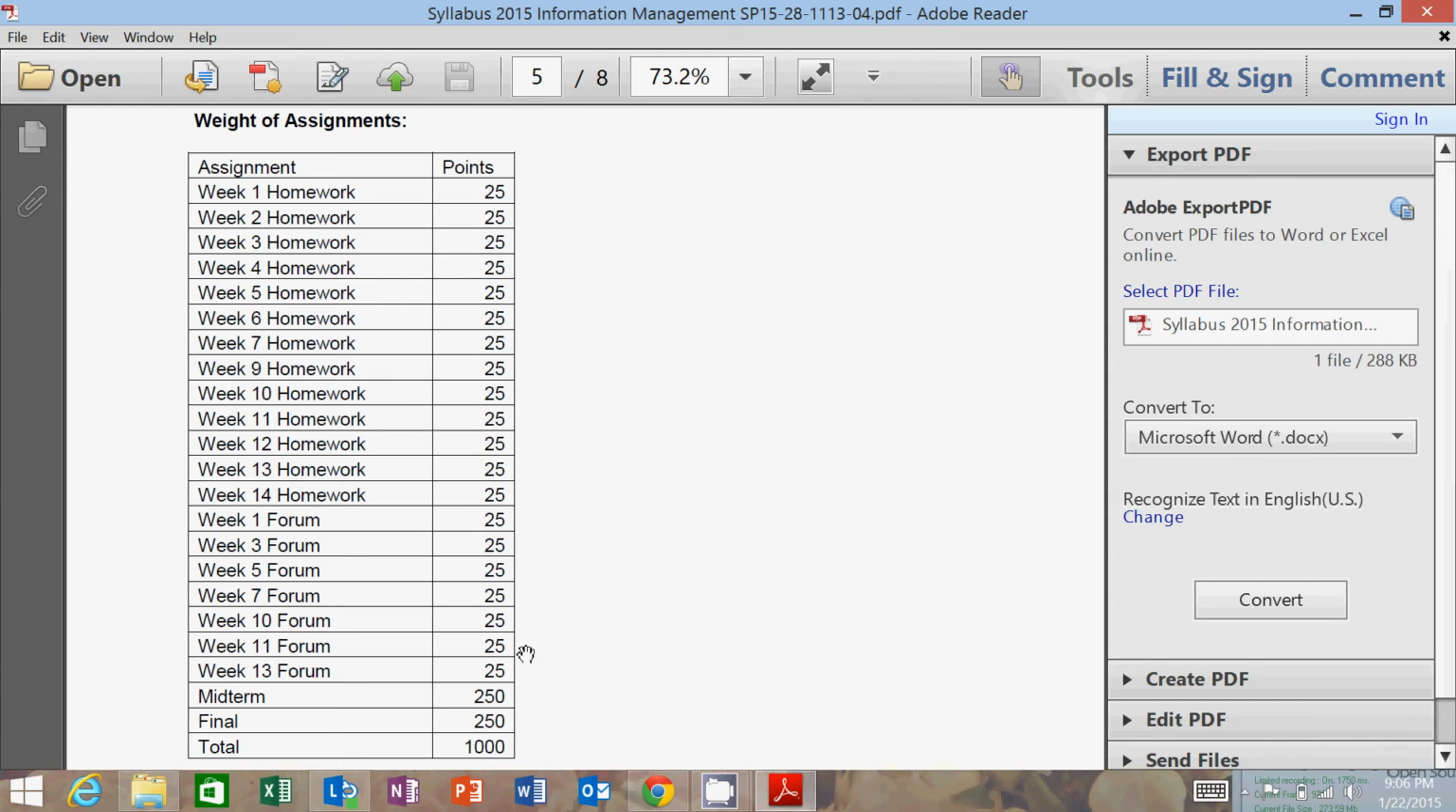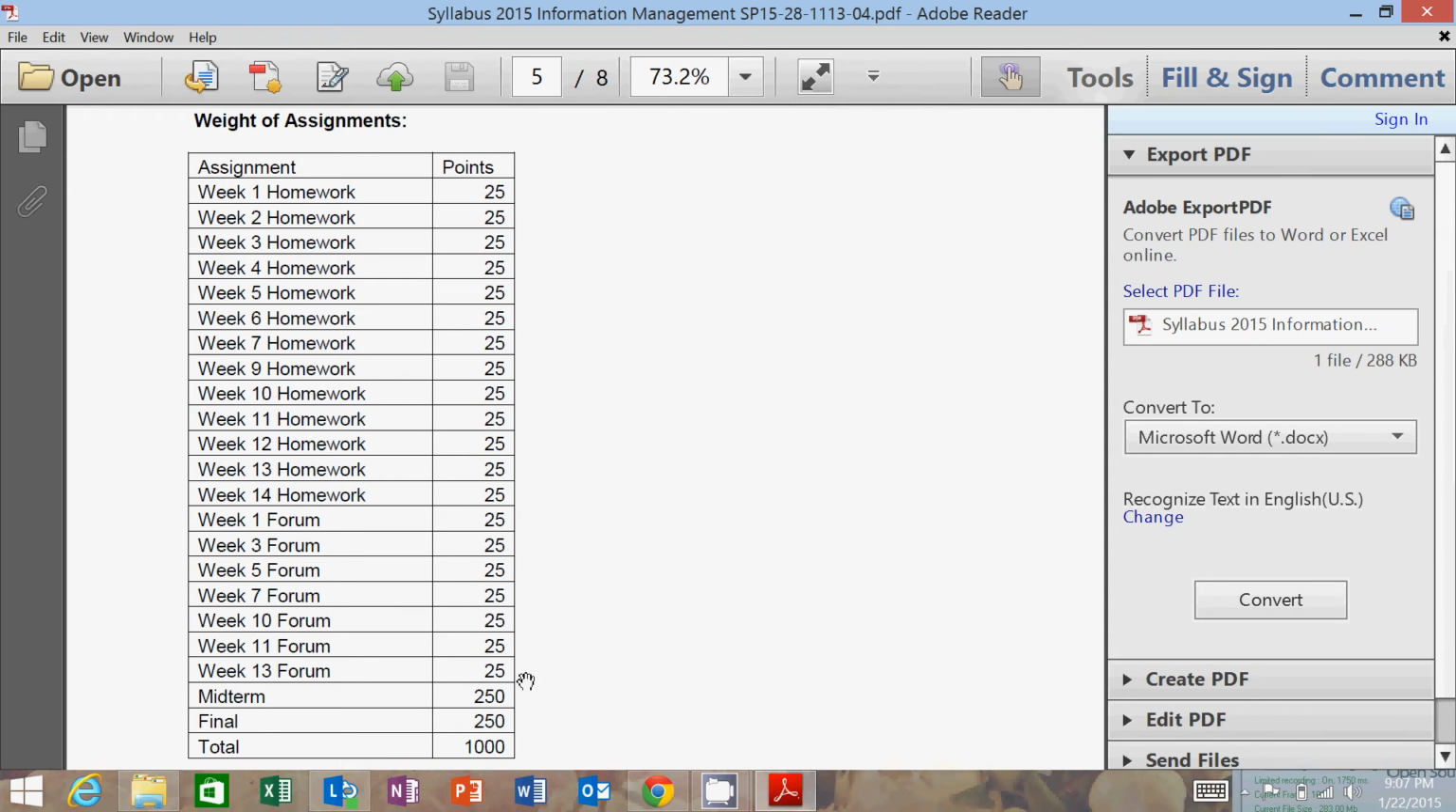The forums especially, as long as you're putting in the work and some thought into it, are easy. There's 7 of them, so it's 175 points. That's really easy to knock out. And honestly, the homework assignments are all really easy too. I shouldn't say they're easy. They're straightforward. There's no tricks. So you should be knocking all those out of the park.